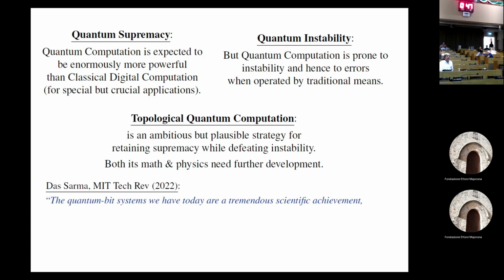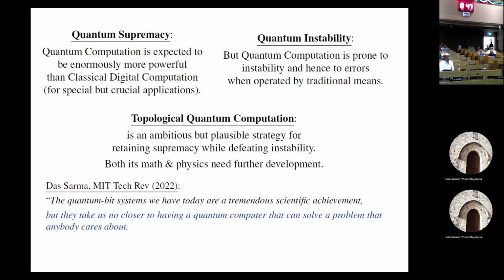Maybe just to amplify this point of view, even though it may be obvious to some of you, if you just follow the news, it might sometimes seem that the opposite is true. But here's a recent comment by a leading figure in the field, Urs Schreiber, who, just 2 months ago or so in the MIT Technology Review, said: the quantum qubit systems we have today are tremendous scientific achievements. That refers to these NISQ machines that Google and IBM and labs in China are running. But they take us no closer to having a quantum computer that can actually solve a problem that anybody cares about. That's what I said before.